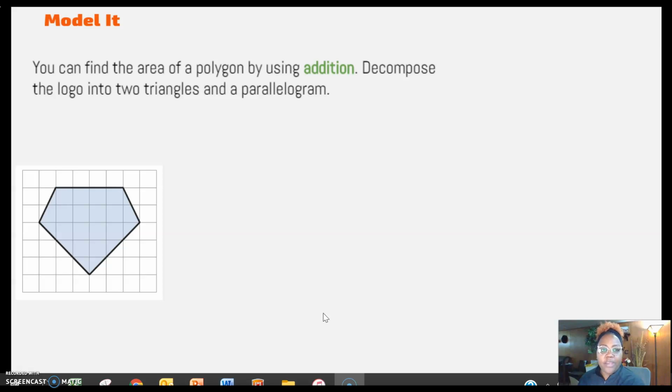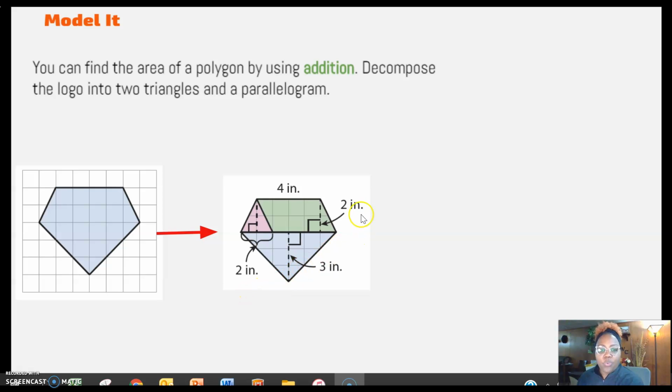If we wanted to find the area of that, this shape really isn't defined for us. We don't have a formula or a method to be able to find the area of this shape. It doesn't have a name. It's a polygon. It's a many-sided shape. But we can actually turn it into shapes that we know and have the area formula for. So here we cut up or decomposed our shape into two triangles and a parallelogram.